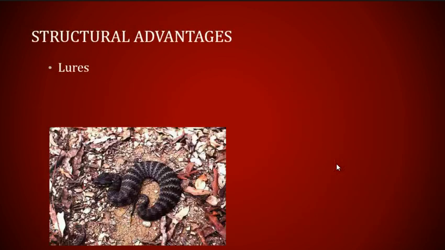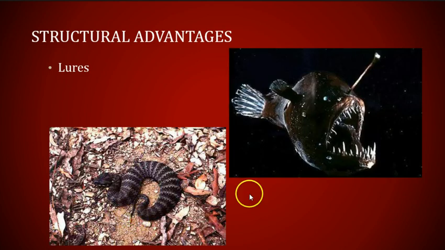Lures, right? That little tail right there looks a little bit like an earthworm, right? This snake will wiggle this, and so it will attract things that eat earthworms, and then it will eat them. This is the super famous deep water anglerfish, and you can see that it has a lure. Now, there are lots of different kinds of anglerfish. This is a female, by the way. They are all the big ones.